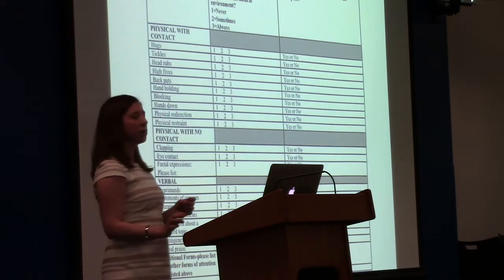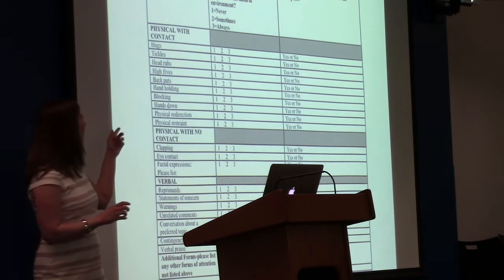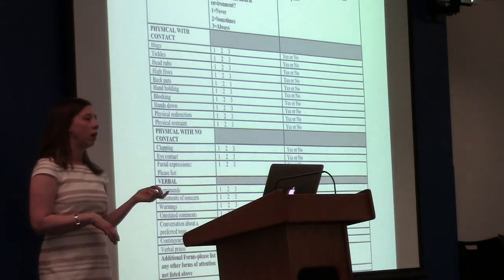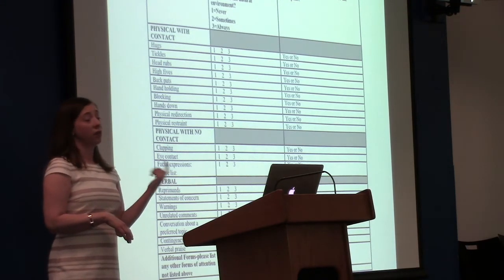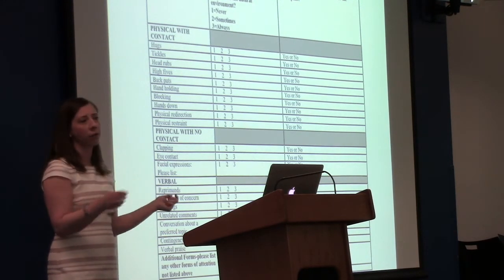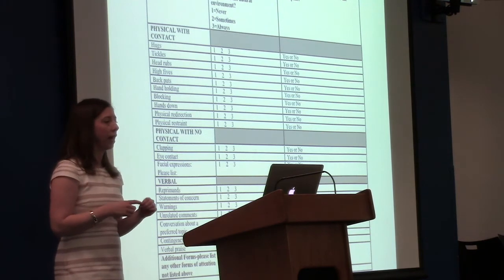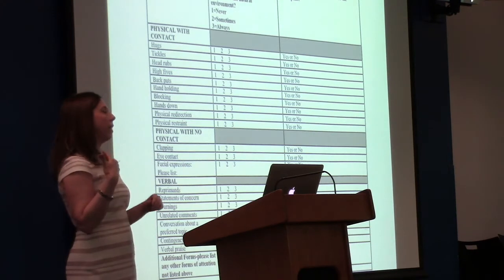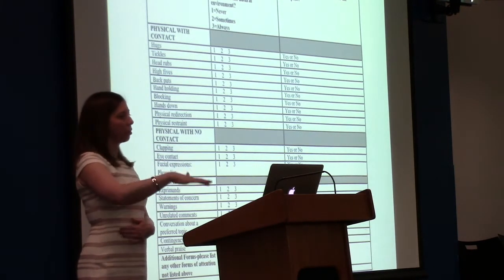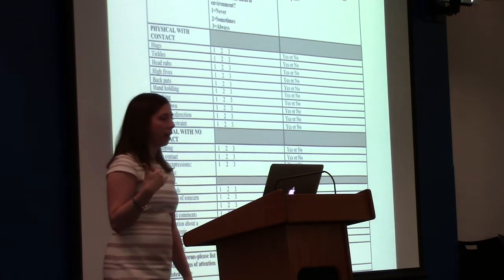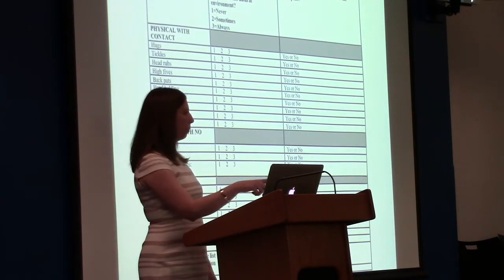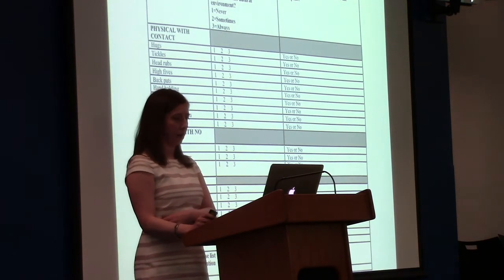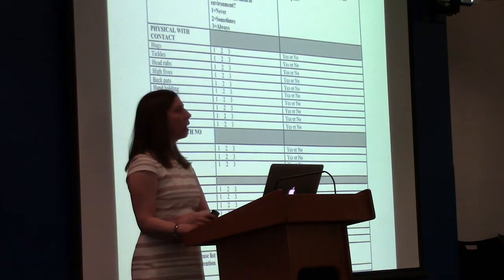And what they did is they used a social stimuli questionnaire, and they just asked caregivers to rate these different types of stimuli. So they looked at physical attention with contact, like swinging somebody around or giving somebody a high five or something like that. Physical with no contact. And then also verbal, like reprimands and things like that. So they just basically were trying to find out how often do they come in contact with these kinds of social stimuli, and that might give you a little bit of idea of some components that may or may not be reinforcing. Any questions about that?